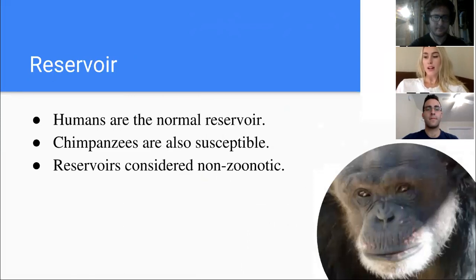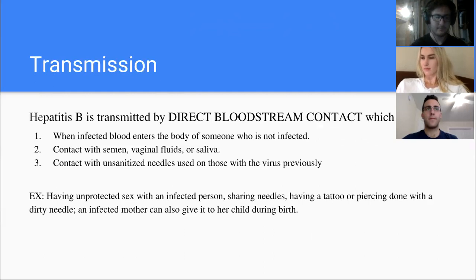The reservoir is pretty simple. Humans are the normal reservoir, like many viruses, but unlike many viruses, chimpanzees are also susceptible to hepatitis B. Reservoirs for this virus are considered non-zoonotic. The transmission is via the bloodstream and is not spread via the fecal-oral route. It's by direct bloodstream contact.